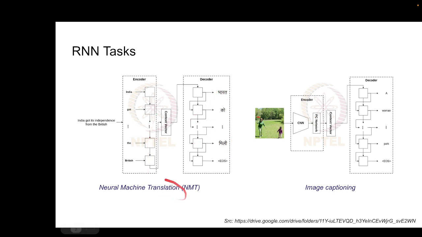This is a task that has been out there for many years now, and previously people used to solve this using RNNs. How it would go about is something like this. Whatever is the source sentence would be passed on to the encoder.